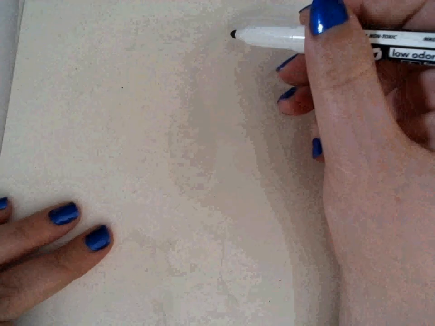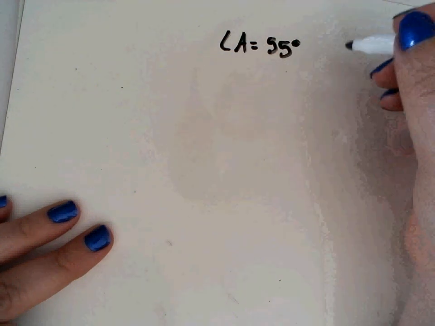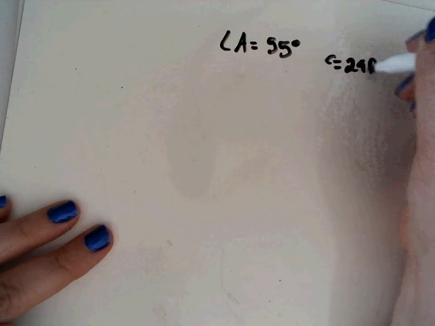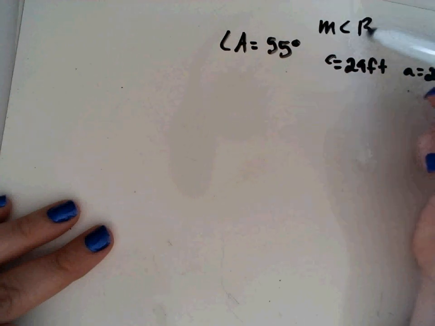Okay. I am going to talk about number 9. Okay. So number 9 gives me that angle A is 55 degrees. C is 29 feet, and A is 26 feet, and then it's saying find the measure of angle B.